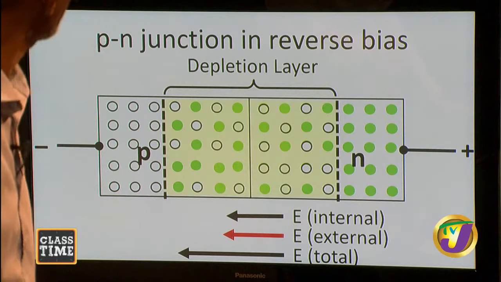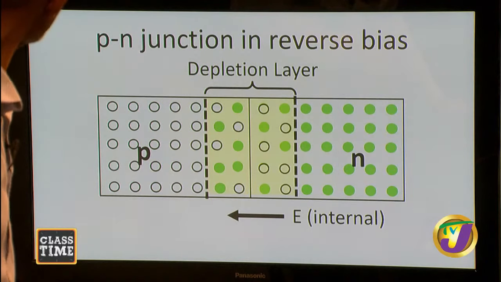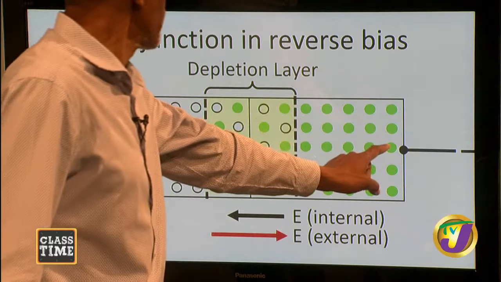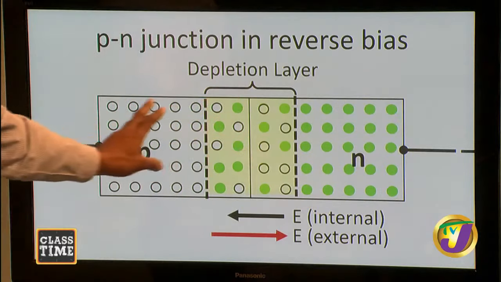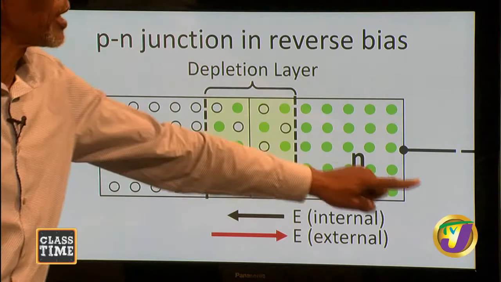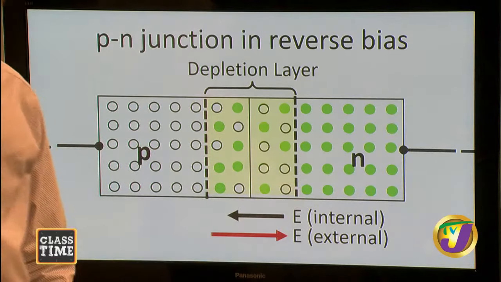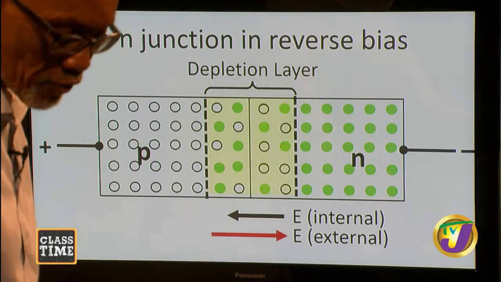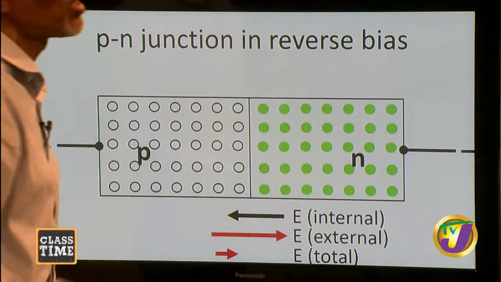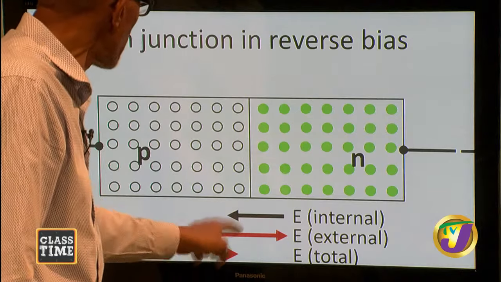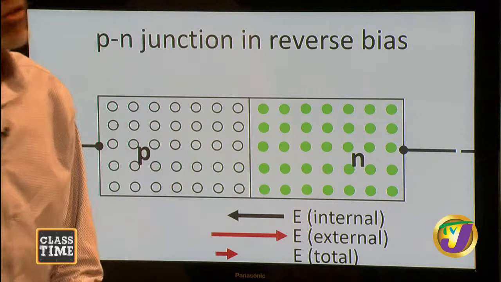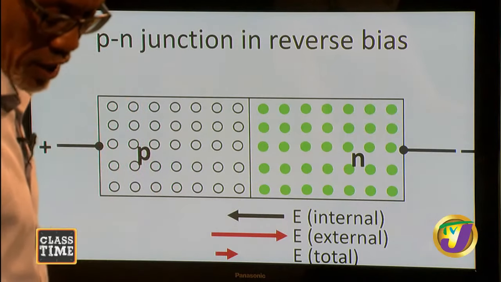But whereas if we have a forward bias, we attach a negative pole to the N side and a positive pole to the P side. That will send an external field this way. These are vectors. When we add them, the resultant of these two fields will cause the depletion layer to disappear and then we will have a field that will be able to drive these electrons across from the N side.